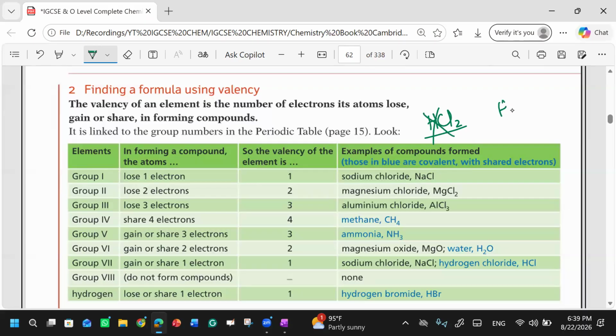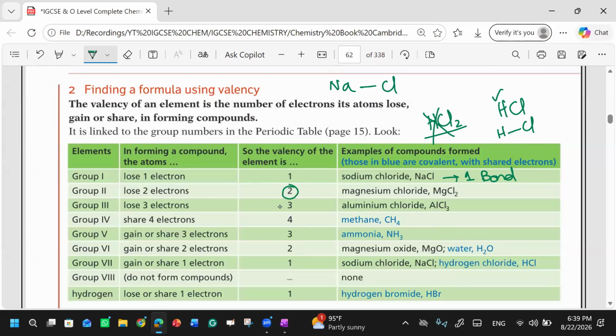Why? Because hydrogen can only make one bond with chlorine. Hydrogen belongs to group number 1. It can only make one bond with chlorine. Similarly, sodium belongs to group number 1. It can make only one bond with chlorine. So group 1 elements can only make one bond with the other atom, right? Okay, what about group number 2?